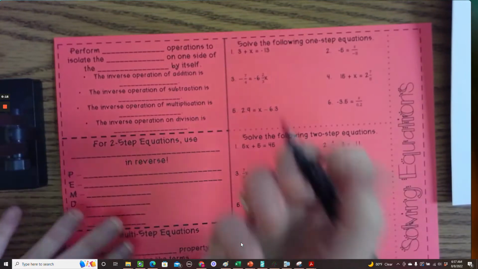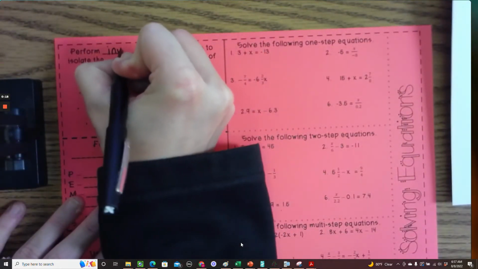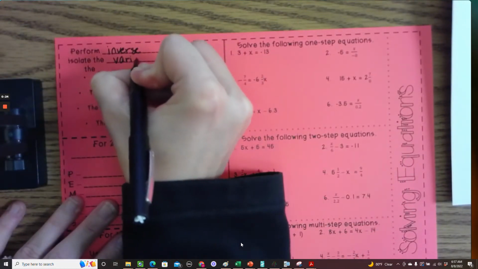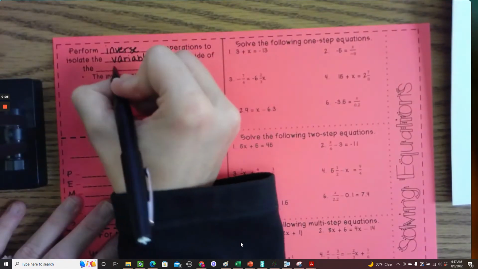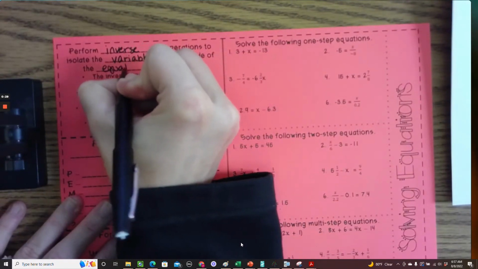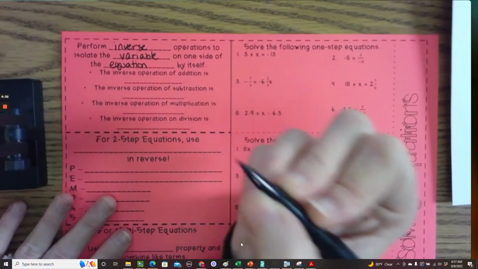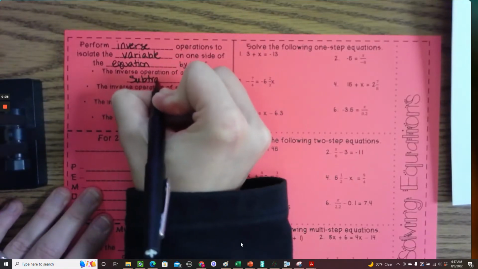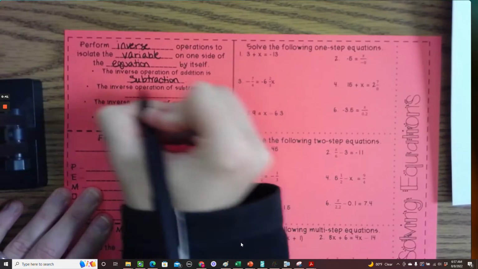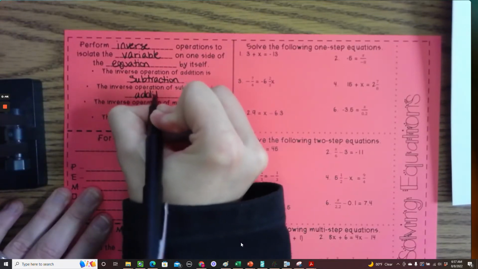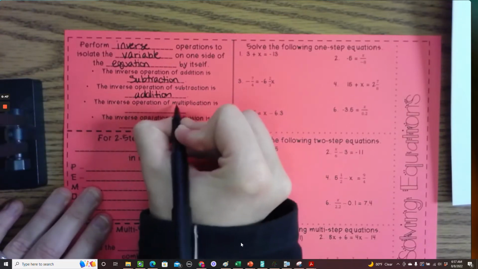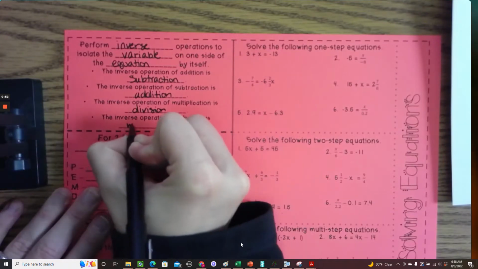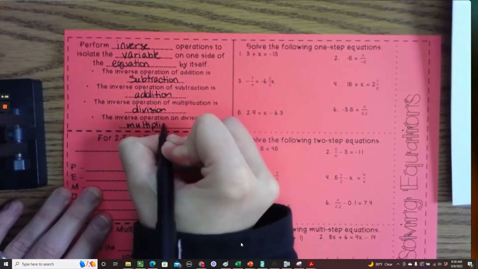So to solve a one-step equation, you're going to perform inverse operations to isolate the variable on one side of the equation by itself. So the inverse of addition is subtraction, which means the inverse of subtraction is addition. The inverse of multiplication is division, and the inverse of division is multiplication.